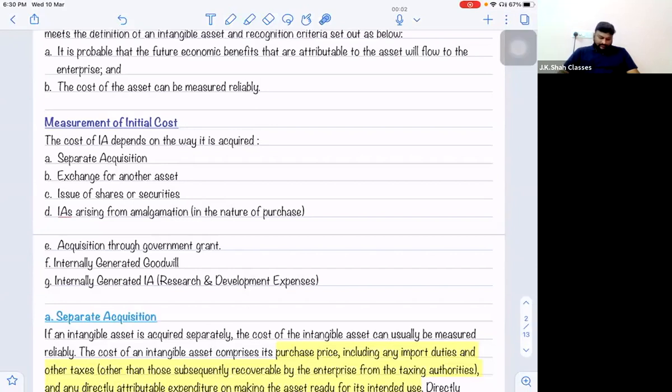Then I will talk about point number E. Sorry, E and F I was about to talk, not F and G. I'm sorry. E and F. F I already talked about, internally generated goodwill. Now I want to talk about acquisition through government grants.